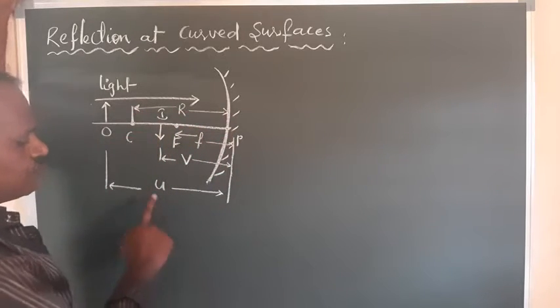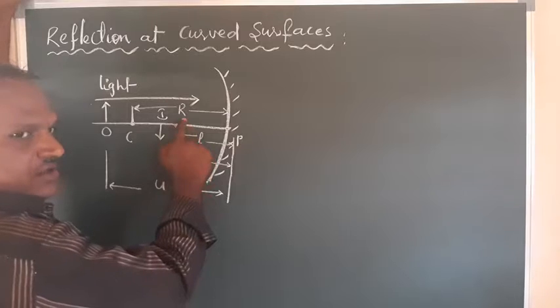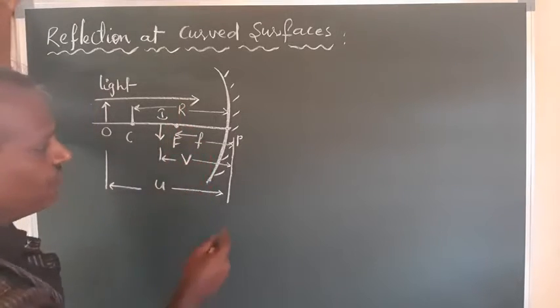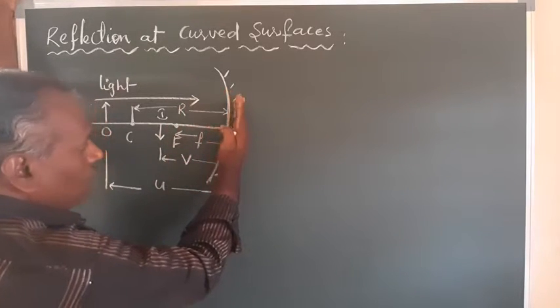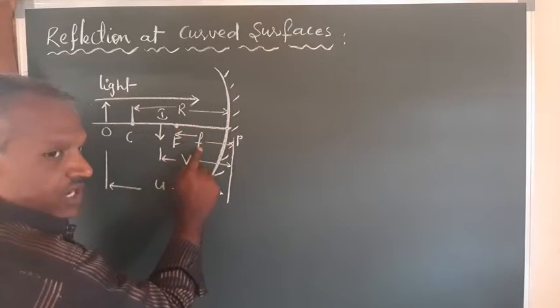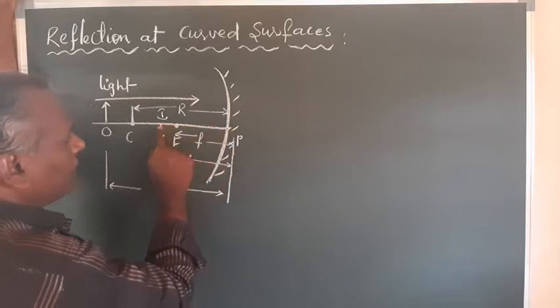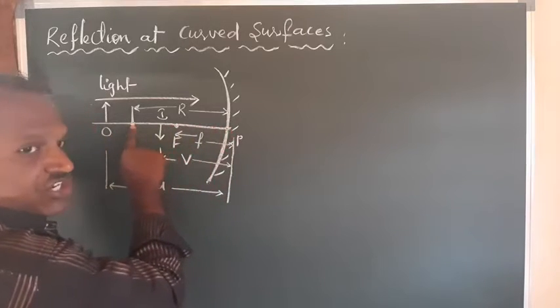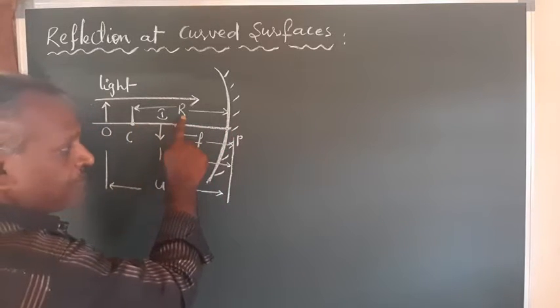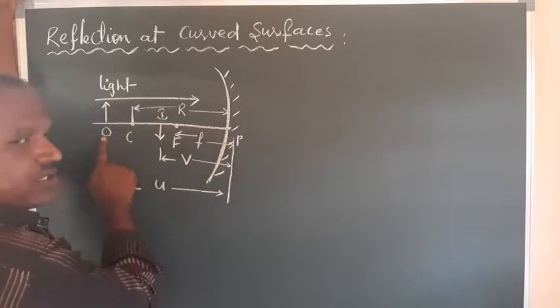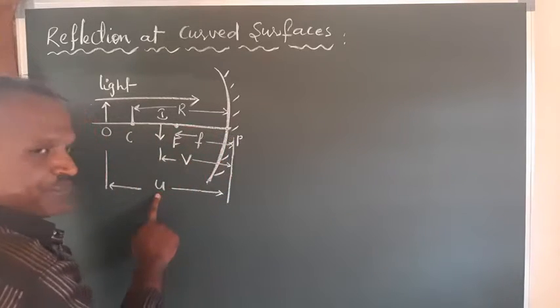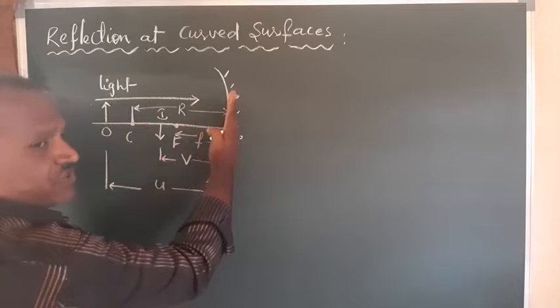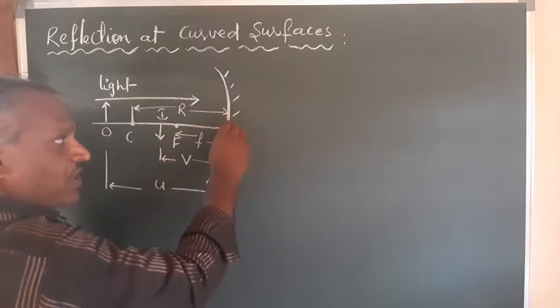So these terms u, v, f, R are the distances we are measuring with the reference of this pole. Pole to focus is the focal length, pole to image is the image distance v, pole to the center of curvature is the radius of curvature, capital R, and pole to the object is the object distance, represented by u. So we are measuring with reference to which one? Pole. This is the starting point you have to consider.